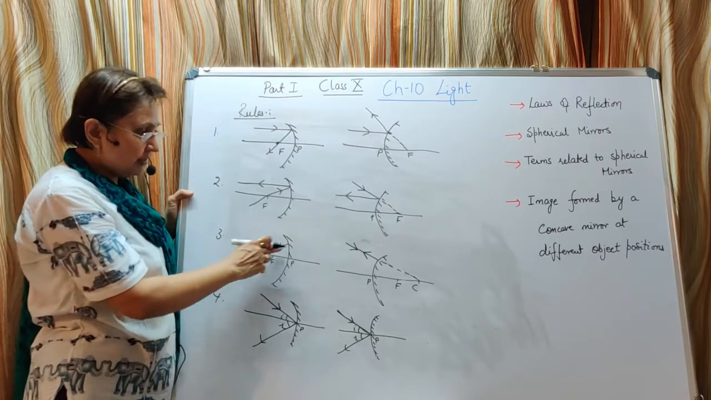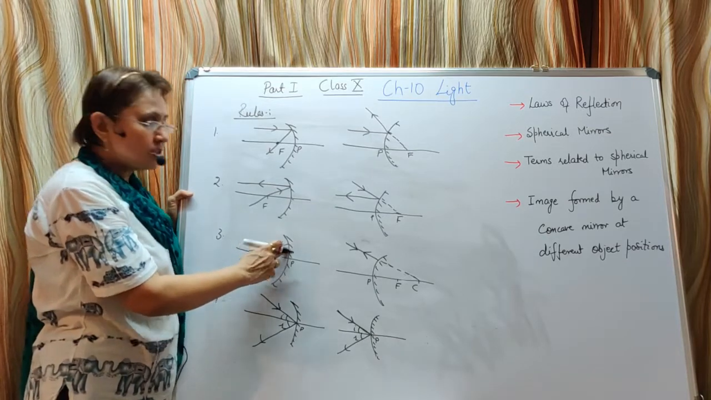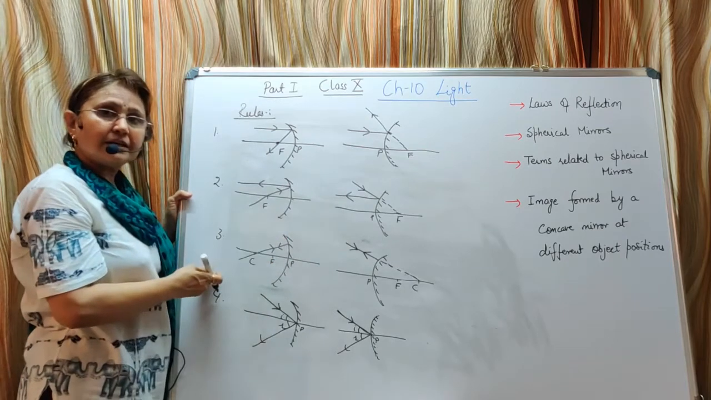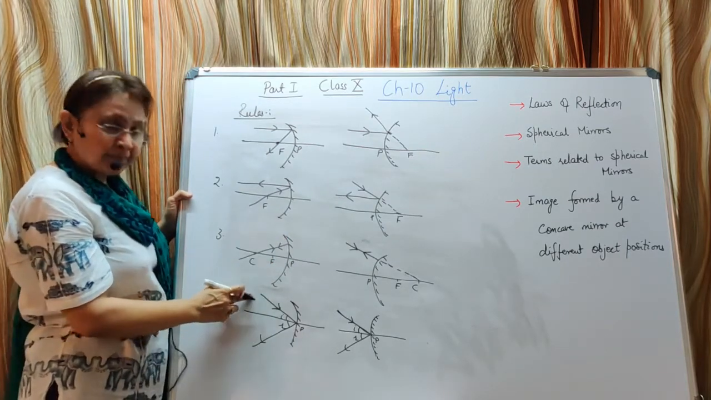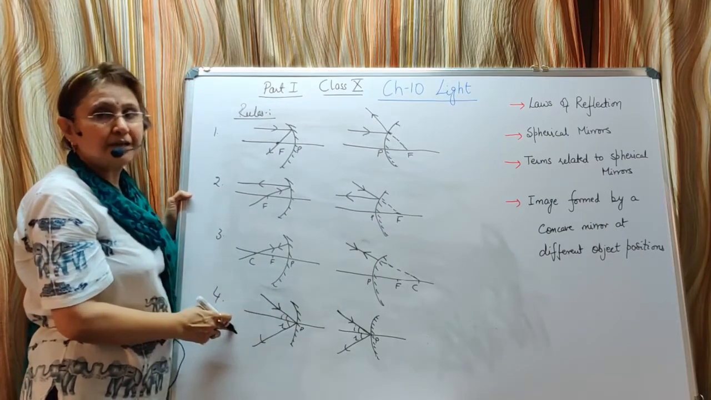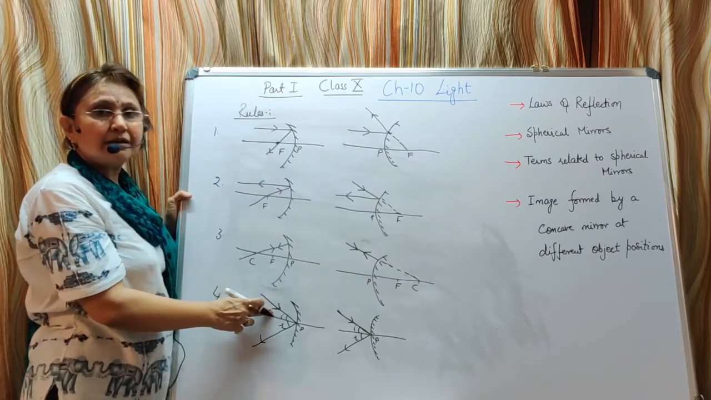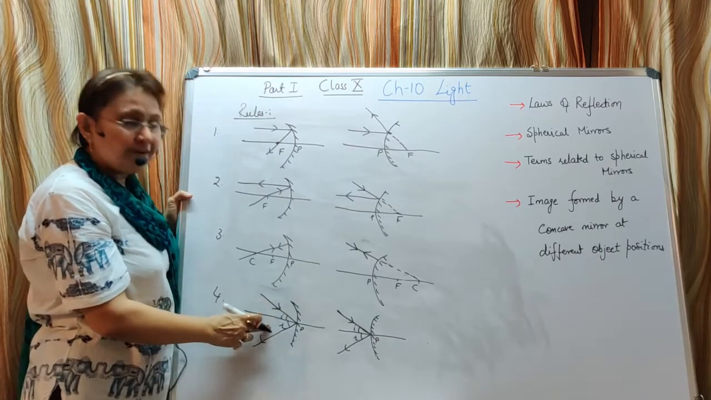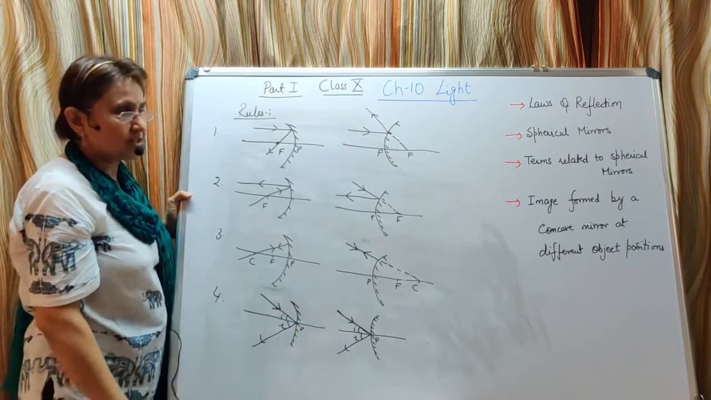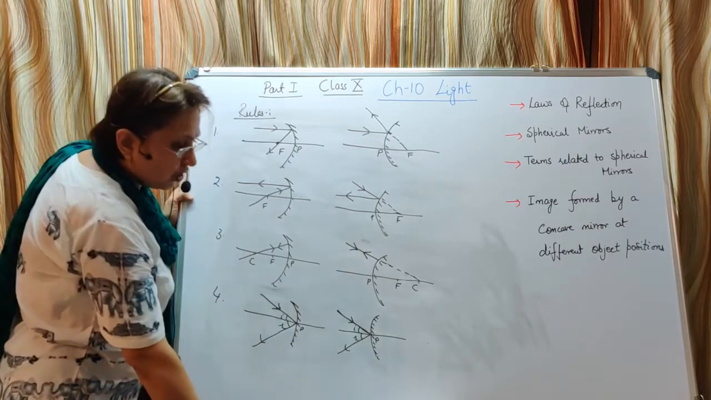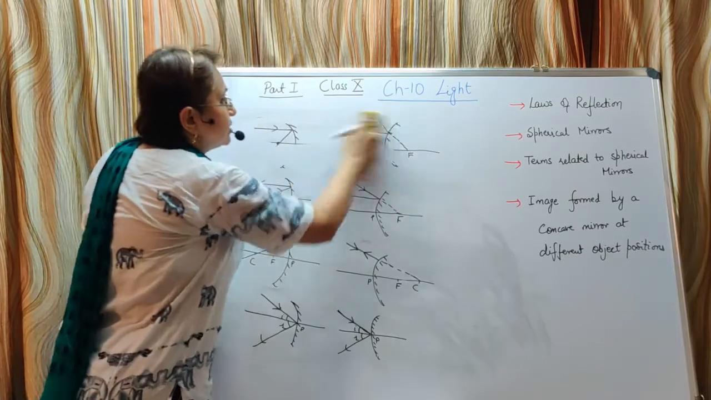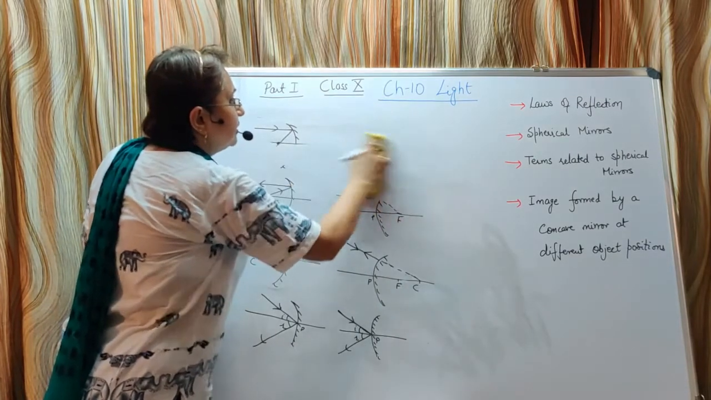A ray of light passing through the center of curvature or appearing to pass through the center of curvature will be reflected back along the same direction. And the fourth rule is a ray of light which is oblique to the principal axis, that is, making some angle with the principal axis, will be reflected in such a way that the angle of incidence will be equal to the angle of reflection.